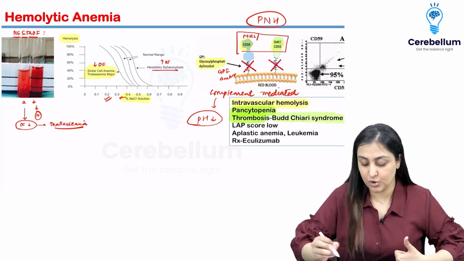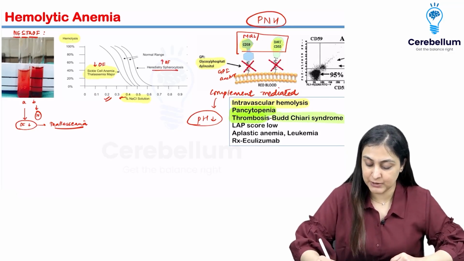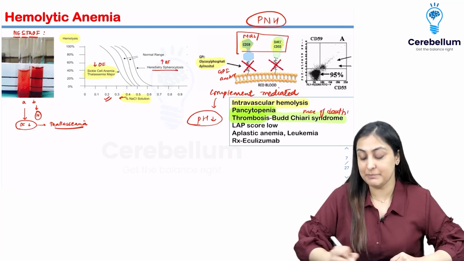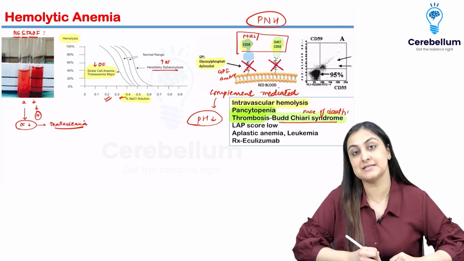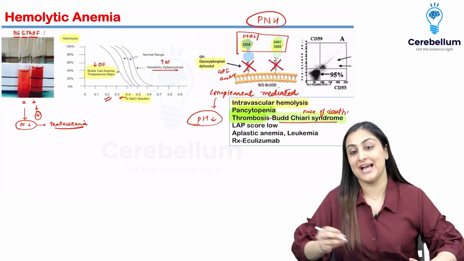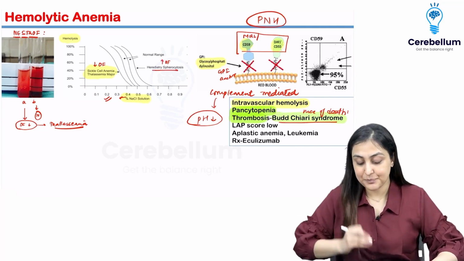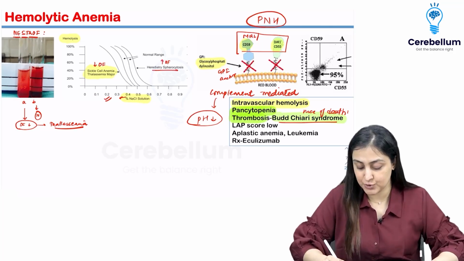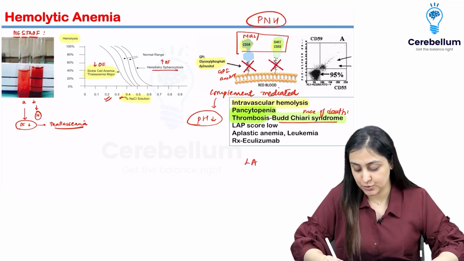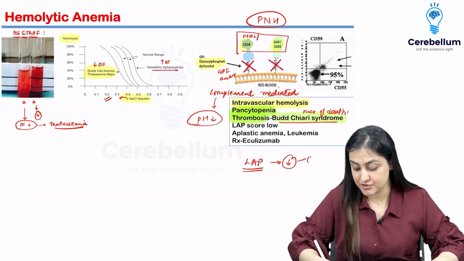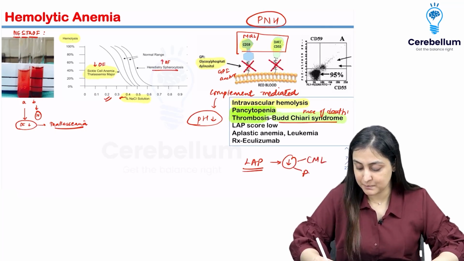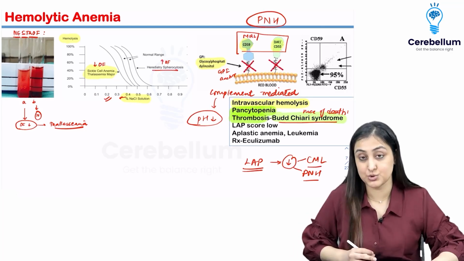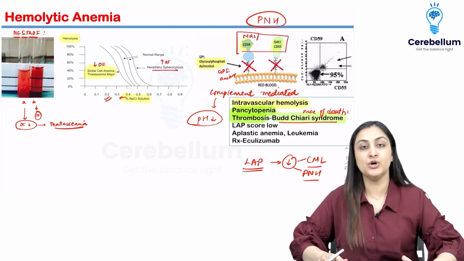So one of the most common causes of death, this is a repeat question, most common cause of death in PNH patients is Budd-Chiari syndrome, which is obstruction of the IVC and hepatic veins. Lab score, we'll talk about lab score. It is low here. So lab score is low in two conditions. One is CML and second is PNH. So all three letter words together. CML, PNH, low lab score.